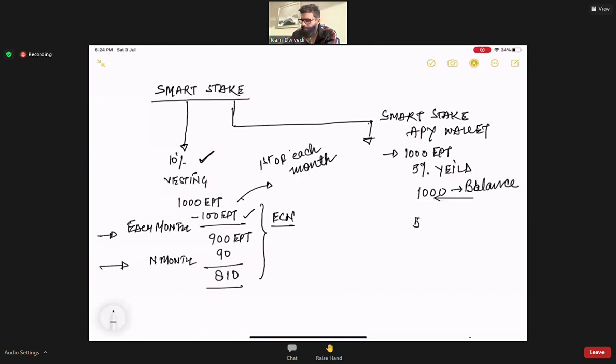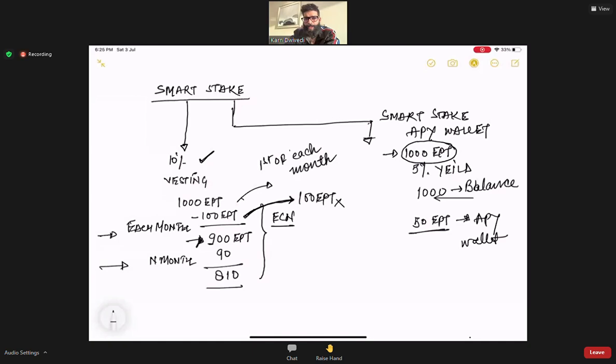You get 5% yield, which means that out of 1000, your balance remains 1000, but you get 50 EPT in your APY wallet. Here you have a chance of withdrawing 10%. In this example, this user can withdraw 100 EPT, and his balance will remain 900 EPT, right? That is the balance in the Smart Stake wallet. But if he is not withdrawing this 100 EPT, he is getting 50 EPT in the APY wallet, and his balance remains 1000 EPT. So I believe you understood this part.